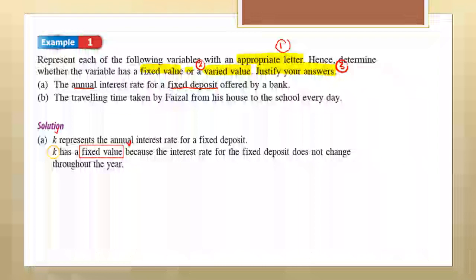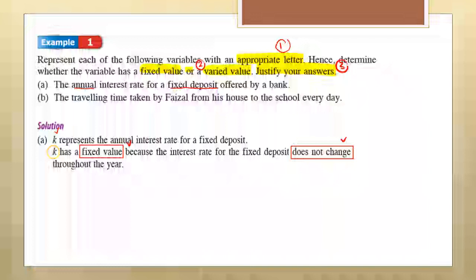Alright, and then you need to justify your answer. Justify, which means you need to give reason why you say so. Because the rate for the fixed deposit does not change throughout the year. Does not change. That is a keyword. So you already give the reason because you mentioned it does not change. That's why I said it is a fixed value. Yep, makes sense. And it is correct.